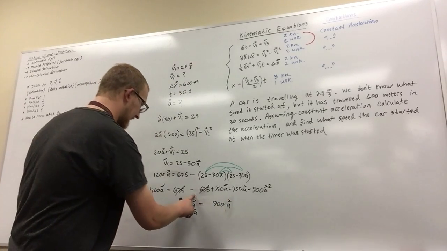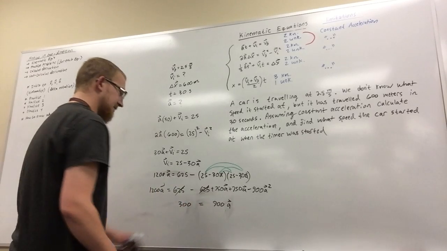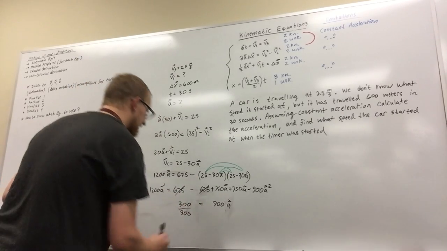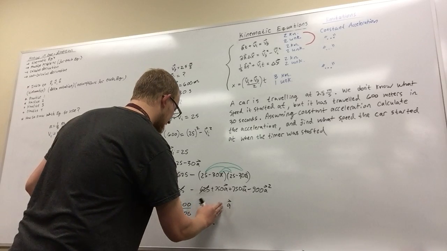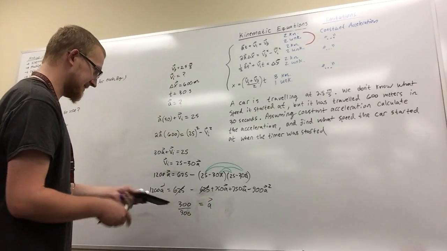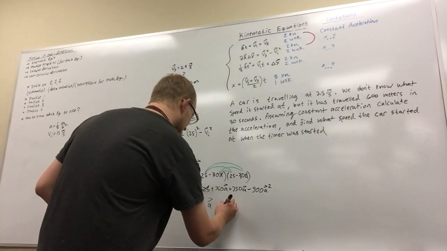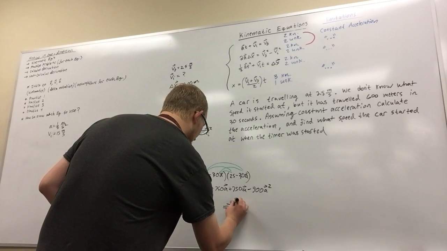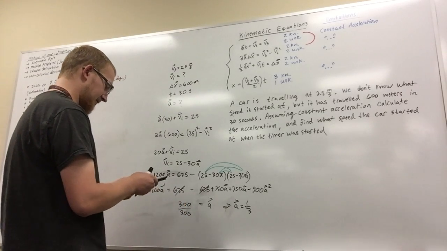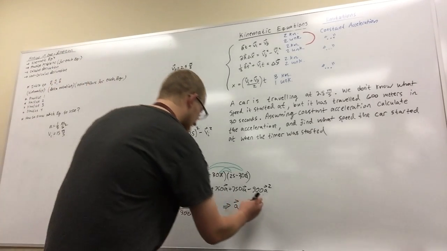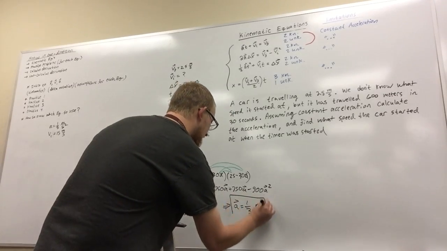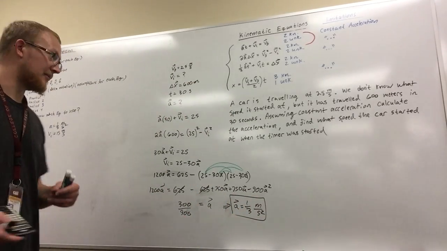And a divided by a is 1. So then we can divide both sides by 900. So 300 over 900 is equal to a. Well, we can simplify that fraction and say that a is equal to 1/3. I believe that's what it is. 300 divided by 900 is 1/3 meters per second squared. So there's the first step of our problem.